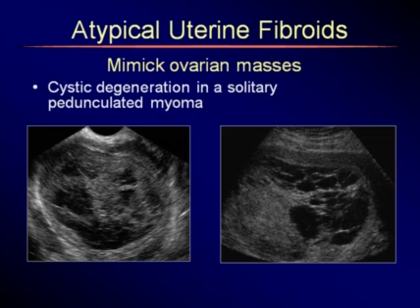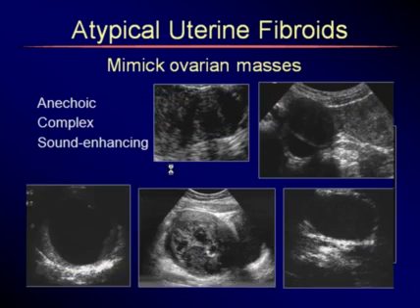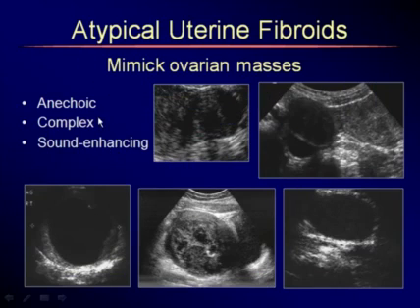They can mimic an ovarian mass. Now here we have a pedunculated myoma with cystic changes, and it looks like an adnexal mass with linear septations and fluid and some solid elements. So it's crucial in this case to find a separate ovary. Here are some more atypical myomas mimicking adnexal masses. Here's an ovarian, quote, mass with the septation. It's just a pedunculated myoma.